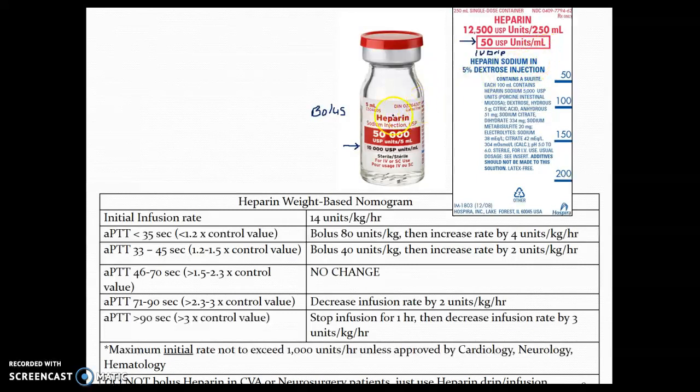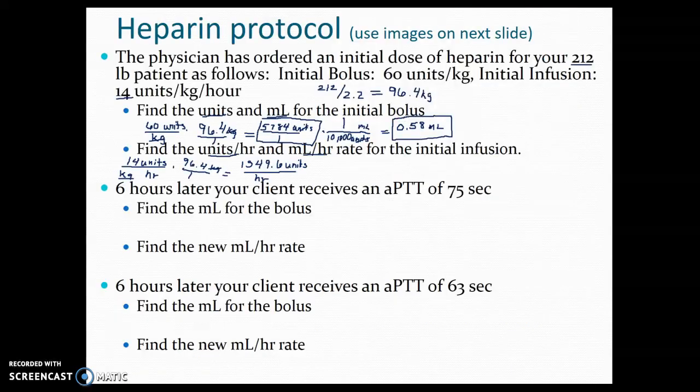So let's go back and talk through what we're supposed to do. We are not allowed to exceed 1,000. And so we cannot give this 1,349.6. So do not give. Instead, we want to go with the maximum. And that is why we have the set of directions to tell us what to do.